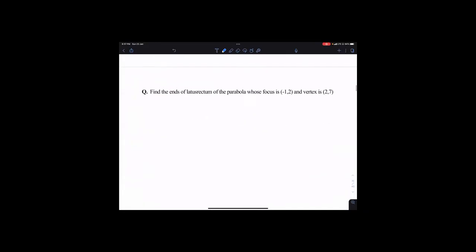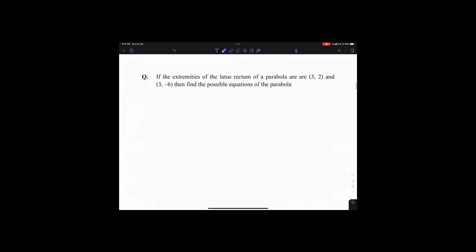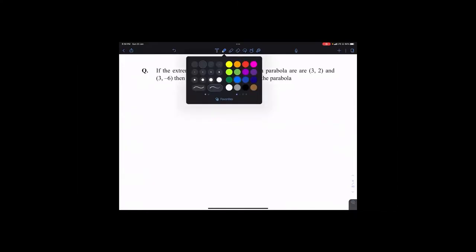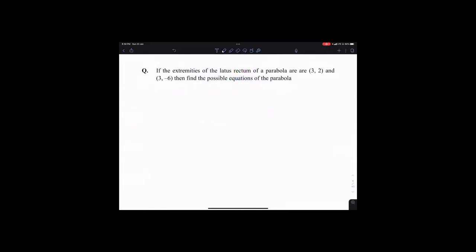Now, let us see this one. Now, if the extremities of latus rectum of the parabola are (3, 2) and (3, -6), then find the possible equations of the parabola. Okay. So in this question, what they have given is, okay.